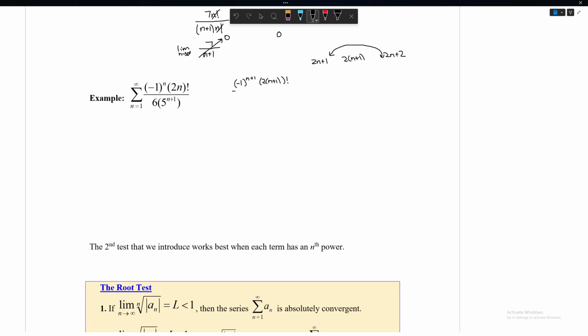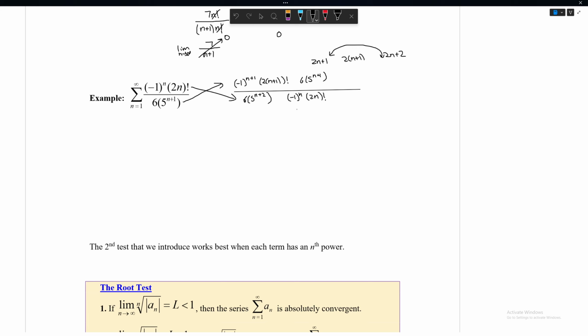All factorial, all over, and I'll make this longer, there you go, all over 6 to the 5n plus 1. And this is n plus 1 plus another 1, right? And so I get n plus 2. And so after this, remember, put this at the denominator, put this in the numerator. So then what I got is 6 to the 5n plus 1. And in the bottom, I got negative 1 to the n, 2n factorial.